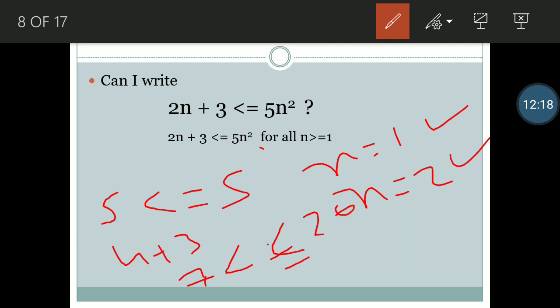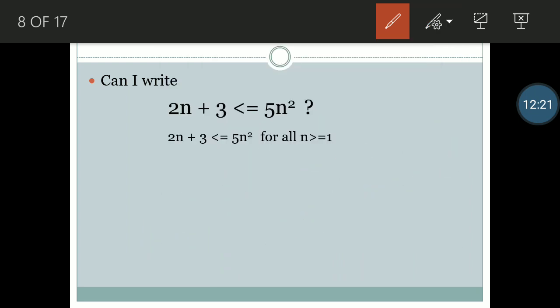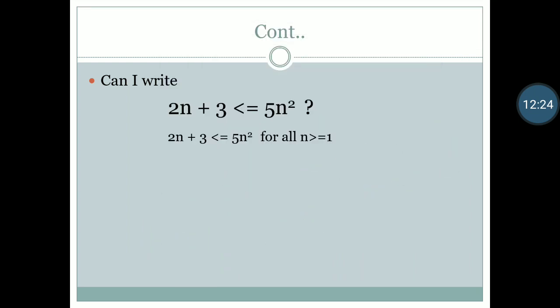So we can write that 2n plus 3 is less than or equal to 5n square. In that, 2n plus 3 will be our f(n). In 5n square, our 5 will be our c, and n square will be our g(n). So we can write function f(n) is equal to big O of n square.